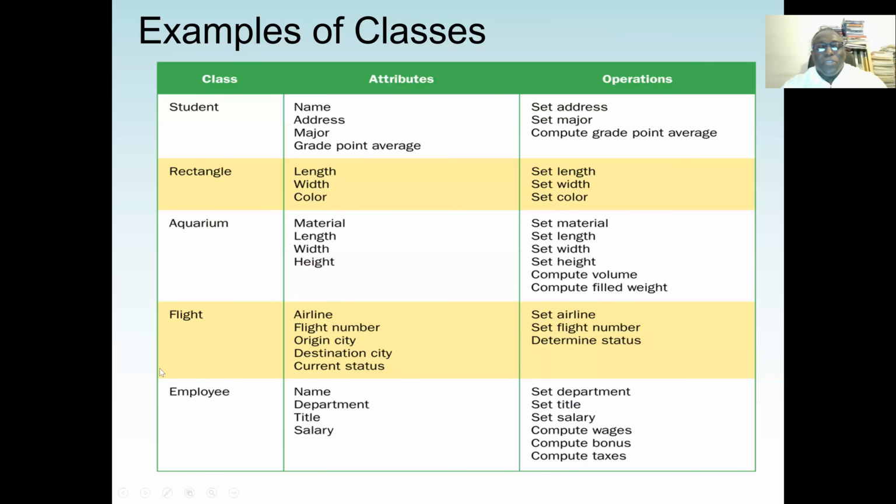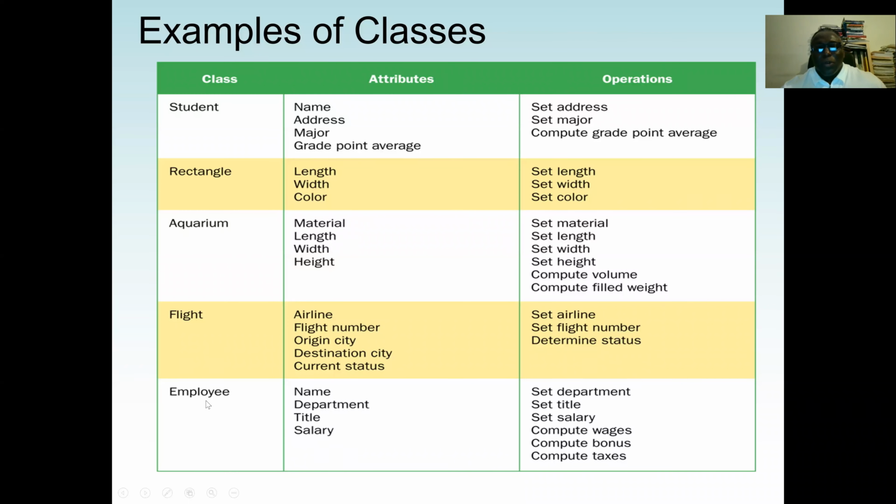So the next will be a flight. A flight also can be a class. And what are the attributes of a flight? It can be the airline number or the airline name, the flight number, the origin city, destination city, the current status. So here the operation can be, we can set the airline, we can set the flight number, we can also determine the status, and we can also find the origin or destination.